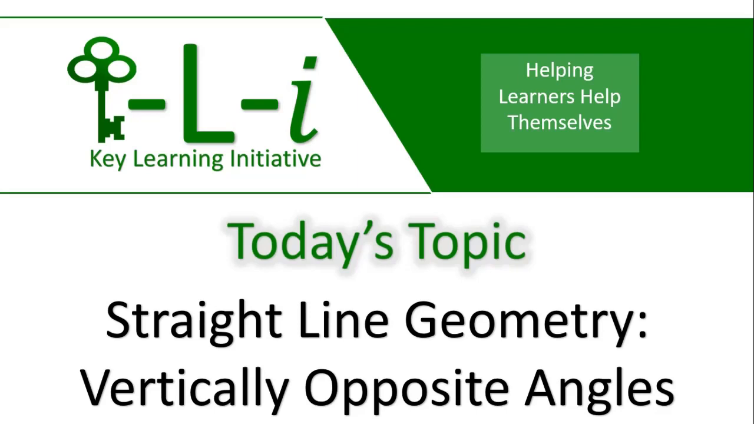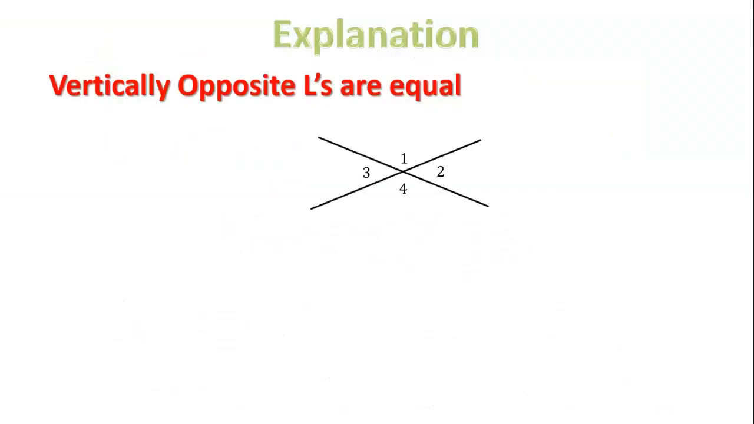Let's get going with today's topic. Vertically opposite angles are equal. Now, what are vertically opposite angles? Well, if we look at our diagram, we have two straight lines that cross each other or intersect in the middle. And so we have angle 1, 2, 3, and 4.